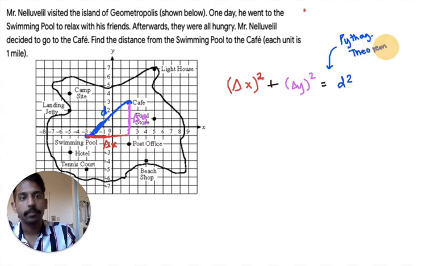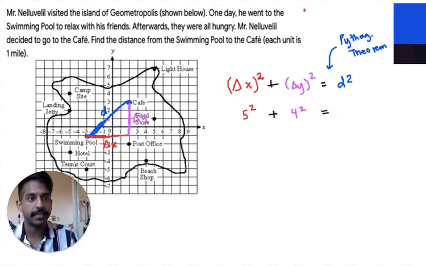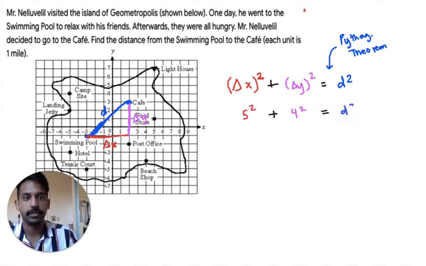So, because of the Pythagorean theorem, let's find out how much x changes by, how much y changes by. Here I see x starts at -3 and goes to 2. So I count 1, 2, 3, 4, 5 units. So I'm going to have 5 squared. What about y? Y changes from -1, it goes up to 3, so that's 1, 2, 3, 4. It's going to be 4 squared. So 5 squared plus 4 squared is going to equal d squared, since we still don't know what that distance is.